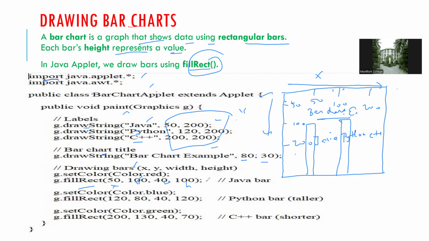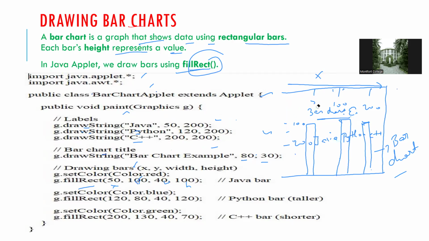Next 200, 130. 200 is this one, 130 is this one. Okay, so here is the border, and 40, 70. So 40, 70, I think 70 is here. Okay, and this is the bar. So this is the bar chart we can draw through the fillRect function. Okay, now we'll move on to the next one.